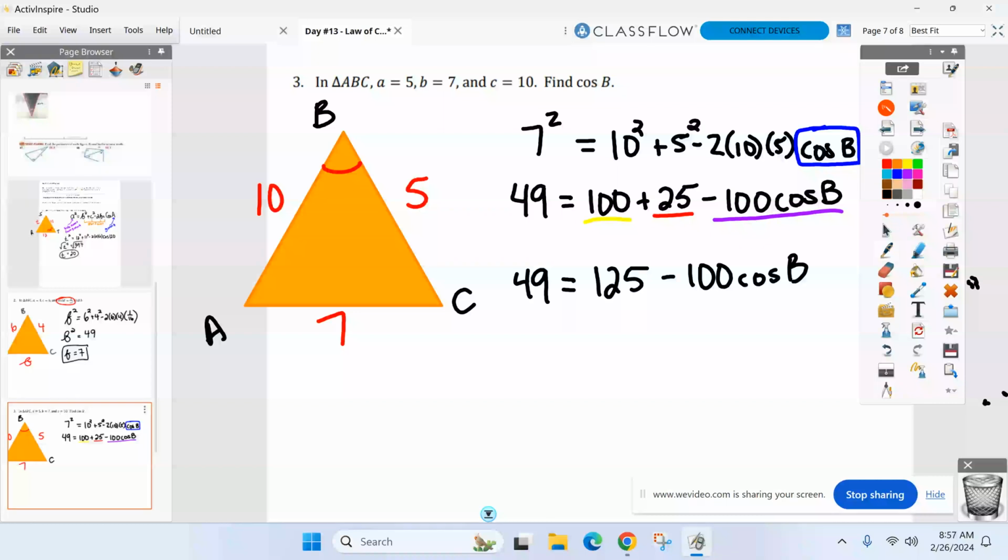Let your algebra skills take over. I want to get cosine B by itself. What's got to move over now? What do we got to move to the other side? Can't combine anything else. Got to start moving stuff to get cosine B by itself. What are we moving over? That's what I thought too. Good guess. One more time before I go to the numbers. There you go. Move over the 125 by subtracting it over.